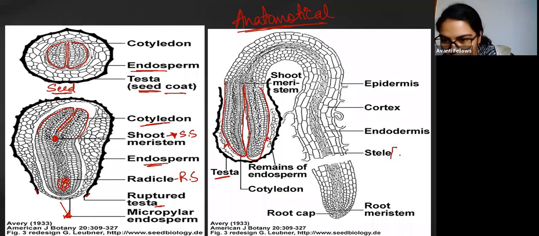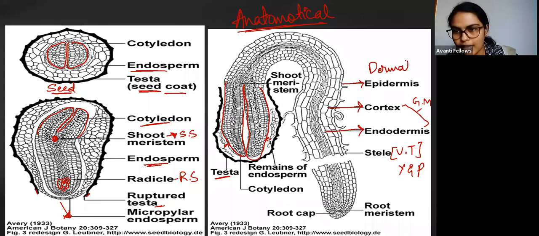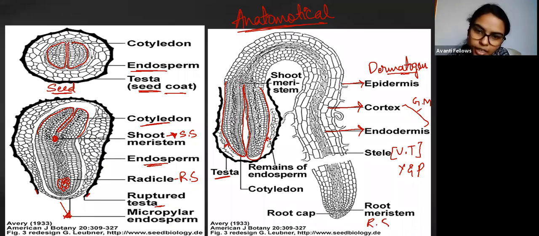Here, this is the stelar region. That means it will give rise to the vascular tissue. So which is the vascular tissue? Xylem and phloem. This is the cortex and this is the endodermis. And as you know, cortex and endodermis both originate from the ground meristem. And this is the epidermis, the outermost layer, which originates from the dermatogen. ये सब आपको पता है ना बेटे? Dermatogen. That's all. Now, this is the root meristem from where the root will grow. So from here the roots will start to grow.